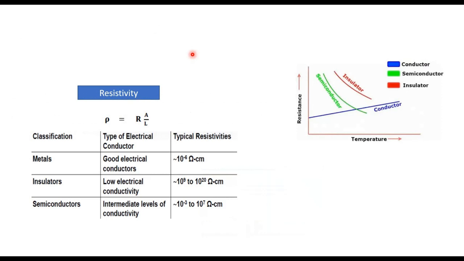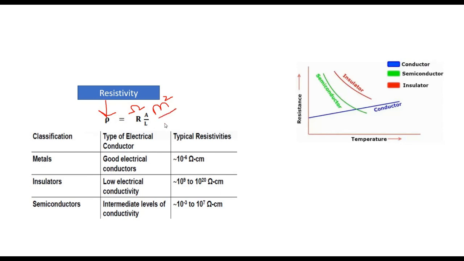Before that, we need to study what is resistivity. Okay. Resistivity is denoted by rho. It is given by the formula RA by L. R takes the unit ohm. A is nothing but the cross-sectional area of the sample, which is given by meter square. L is nothing but the distance between the two leads of the voltmeter.